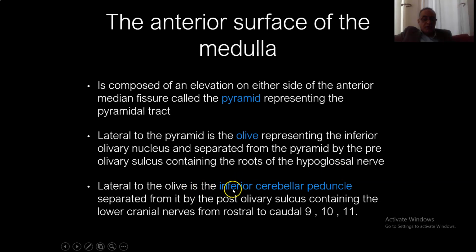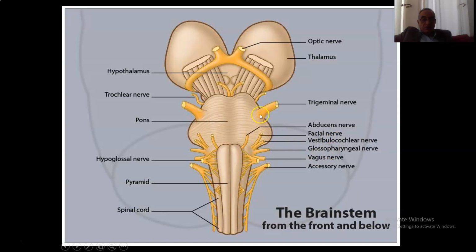Also, the olive is separated from another elevation, the inferior cerebellar peduncle, by the post-olivary sulcus, containing the roots of the lower cranial nerves 9, 10, and 11. This is an anterior view of the medulla, showing the median sulcus, then the pyramid, and lateral to it is the olive. In the pre-olivary sulcus is the hypoglossal nerve. Post-olivary sulcus is the 9, 10, and 11 cranial nerves.